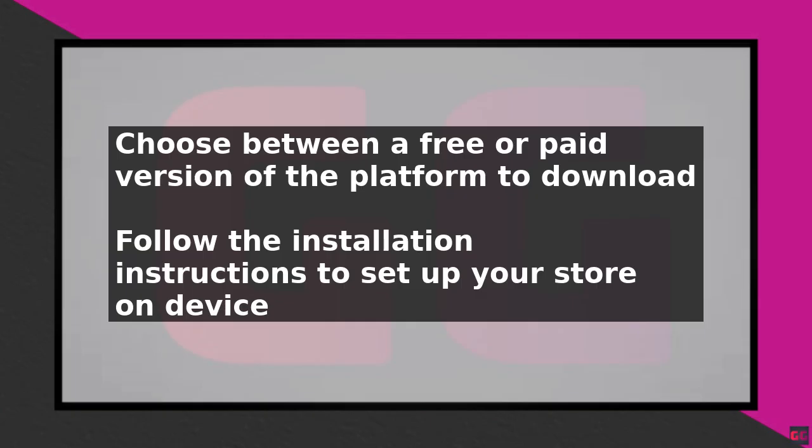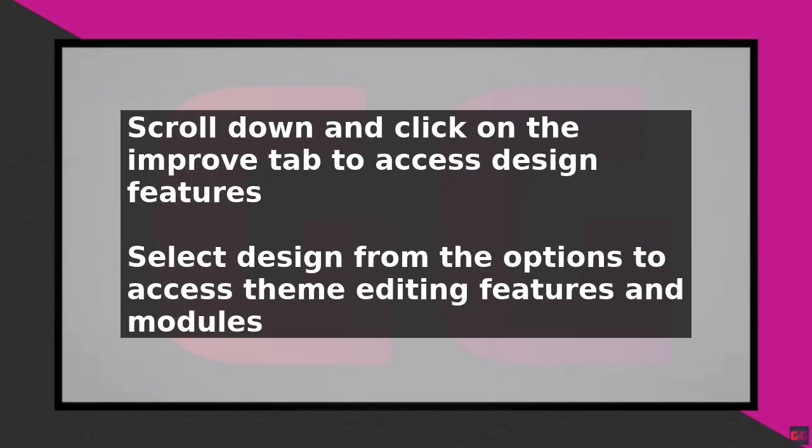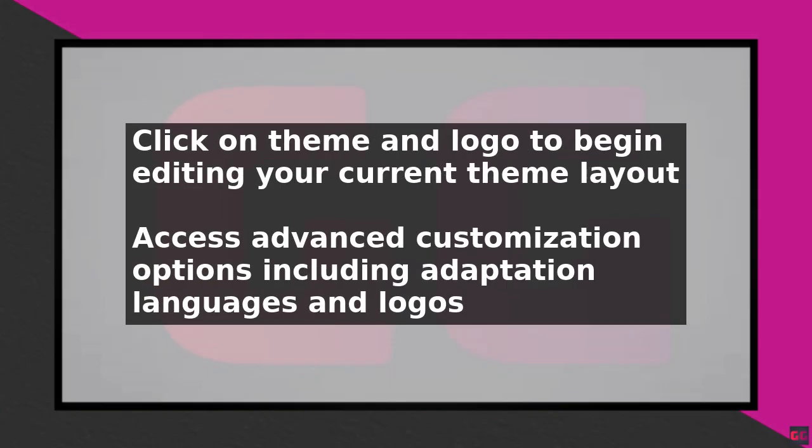To access the theme editing features, scroll down and click on the Improve tab. Then select Design from the options, which include modules, shipping, payment, international, and marketing. Within the Design section, you will find options for Theme and Logo, Theme Catalog, Email Theme, Pages, Positions, Image Settings, and Link List. Click on Theme and Logo to begin editing your theme.